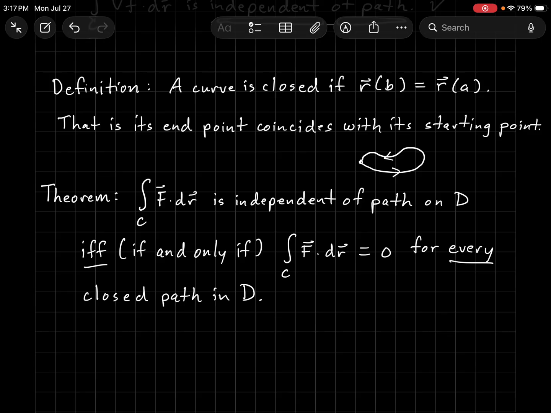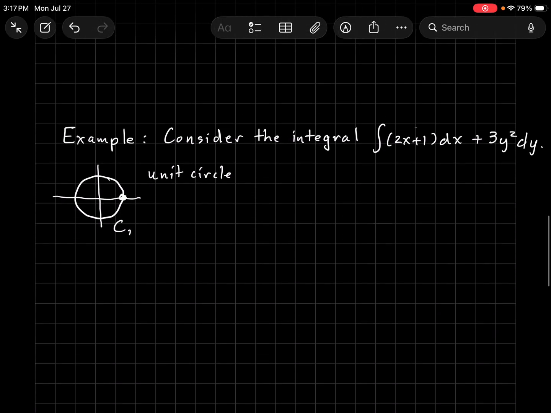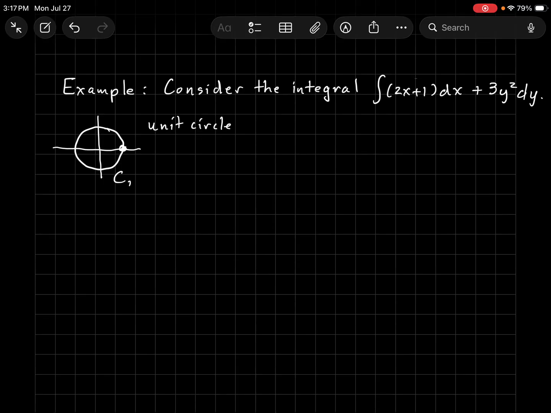Now, there are an infinite number of paths. So later on, we will find some other ways to determine if a line integral is independent of path. But let's try to see if this particular line integral is perhaps independent of path. So we're going to look at this line integral, and we're going to do two different paths. Both of them will start at (1, 0) and end up back at (1, 0).